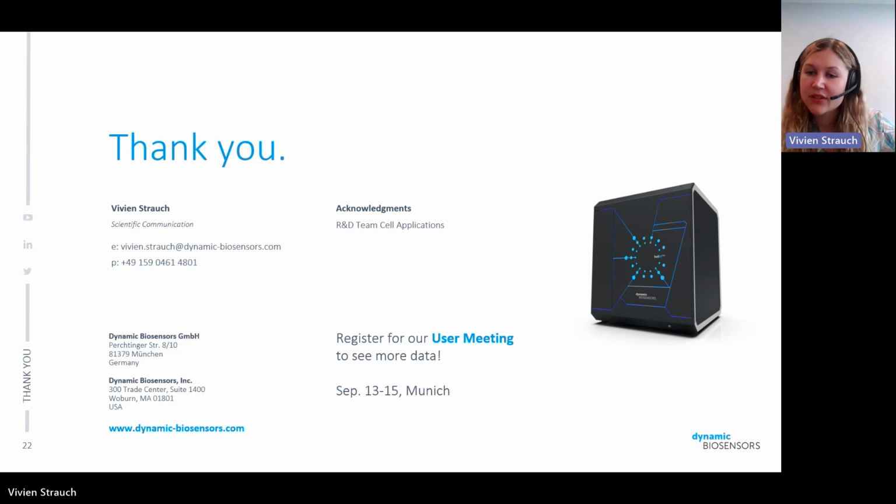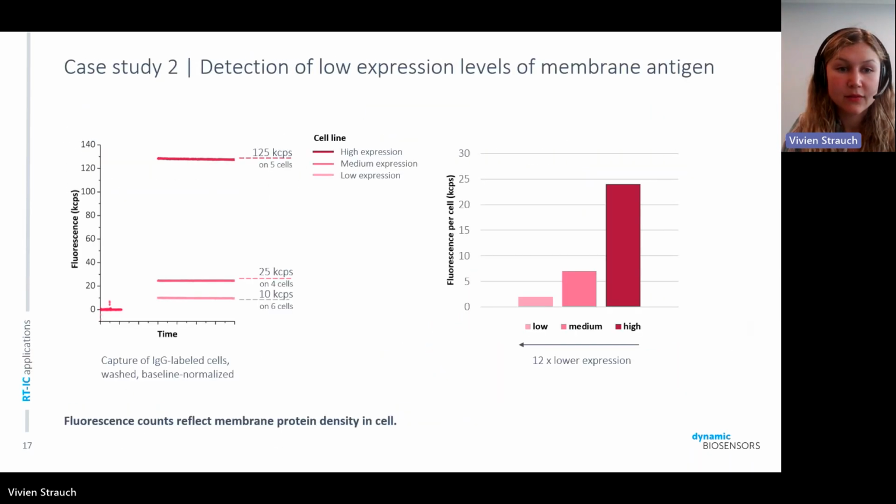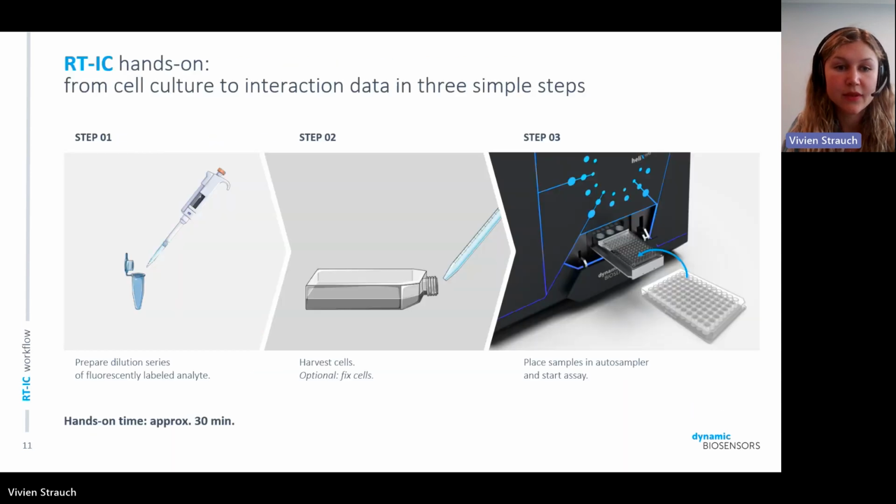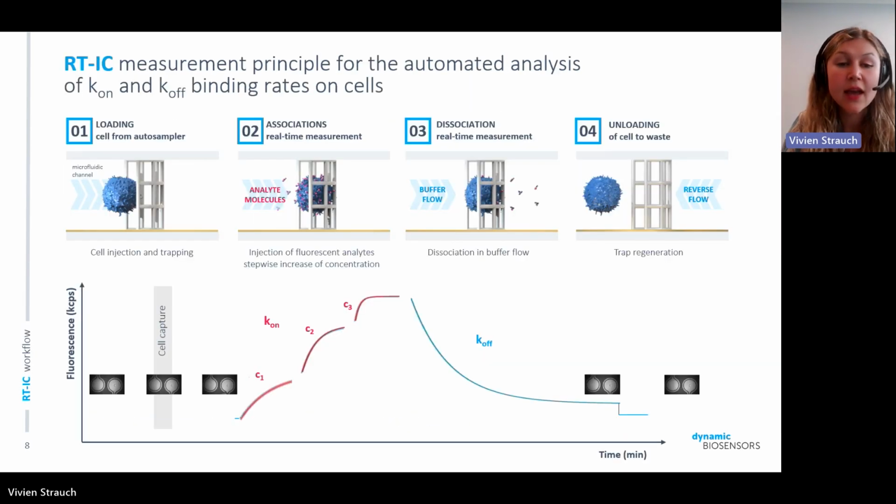So the first question is how RTIC compares with SPR. Technology-wise, this is of course very different. I will quickly go back to the workflow, because I think that demonstrates it rather nicely. So you see that we will collect the signal from the whole cell. So the analytes can bind to the cell, and we will measure the fluorescence coming from all the interactions around the cell. On an SPR measurement, you could, of course, also try to immobilize your cell on the chip surface.